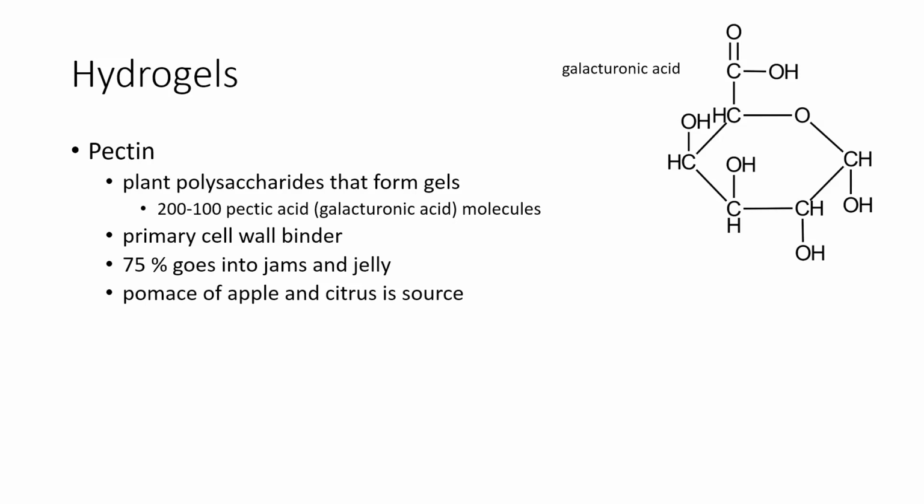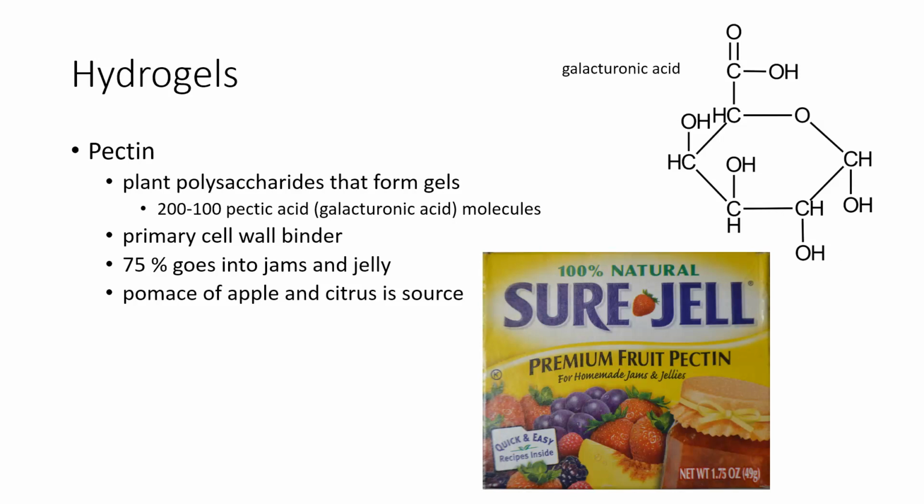75% of pectin produced goes into the manufacturing of jams and jellies. The main source is either the pomace of apple or of citrus. We buy pectin readily in the supermarket. It's called things like Sure Gel. This is a premium fruit pectin that is used for homemade jams and jellies. It's quite available. It does a very good job as far as doing jams and jellies.